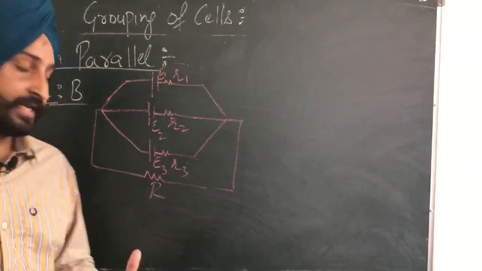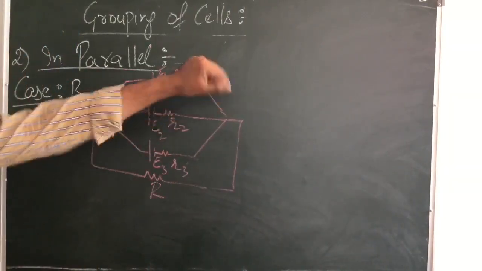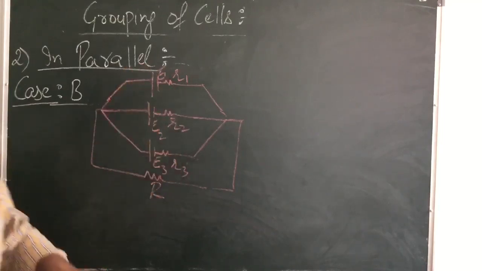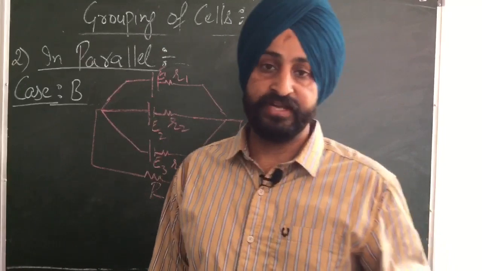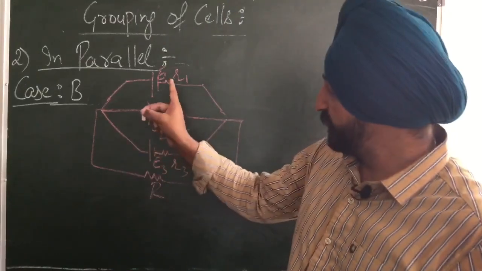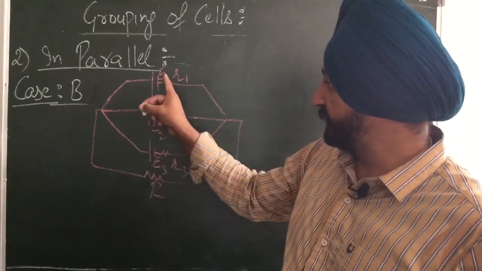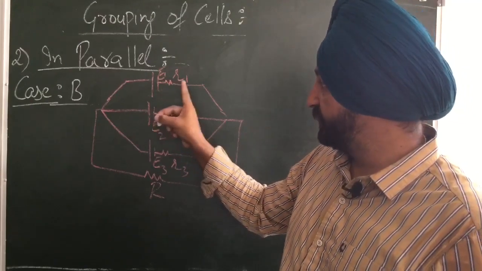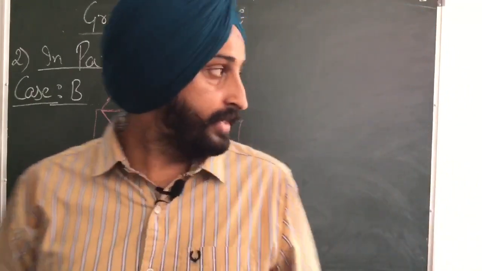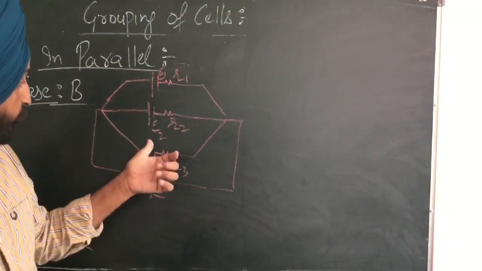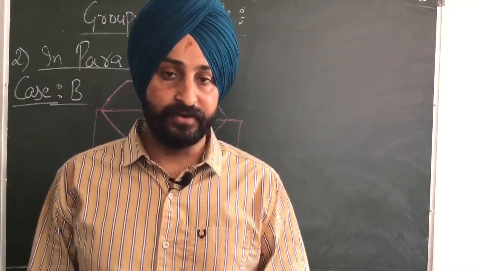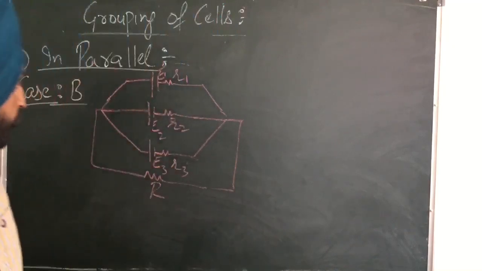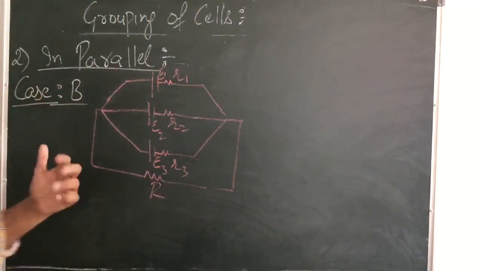So here is our case number 2, or case B. Here we have a different number of cells connected in parallel again, but the difference is that the EMF of each cell is different. Here you have a cell of EMF E1, internal resistance R1, and the second cell of EMF E2, internal resistance R2, and so on. So the EMFs and internal resistances of these cells are different, and we want to calculate the total current.